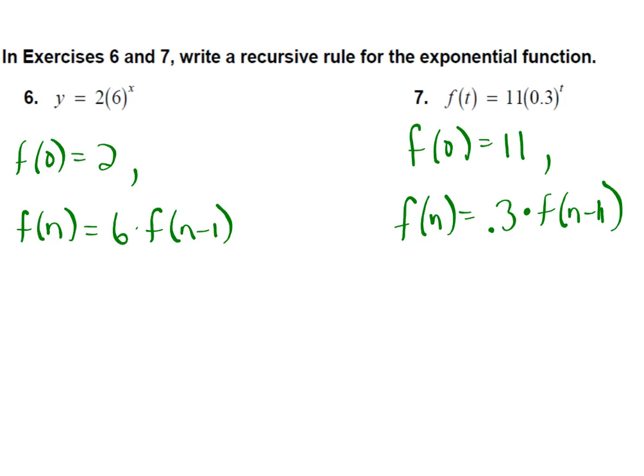So here's your two answers for these. This means that the first number in the sequence is 2. And this means to find every other number in the sequence, we do 6 times whatever came before that number.